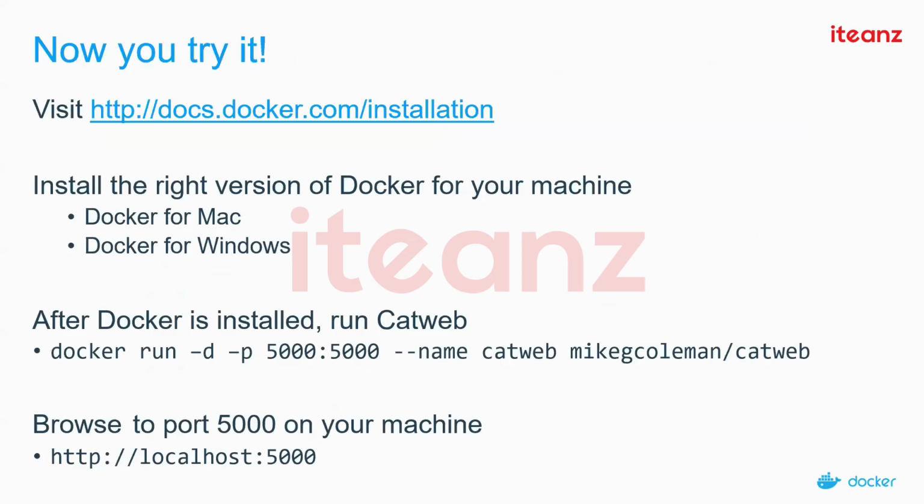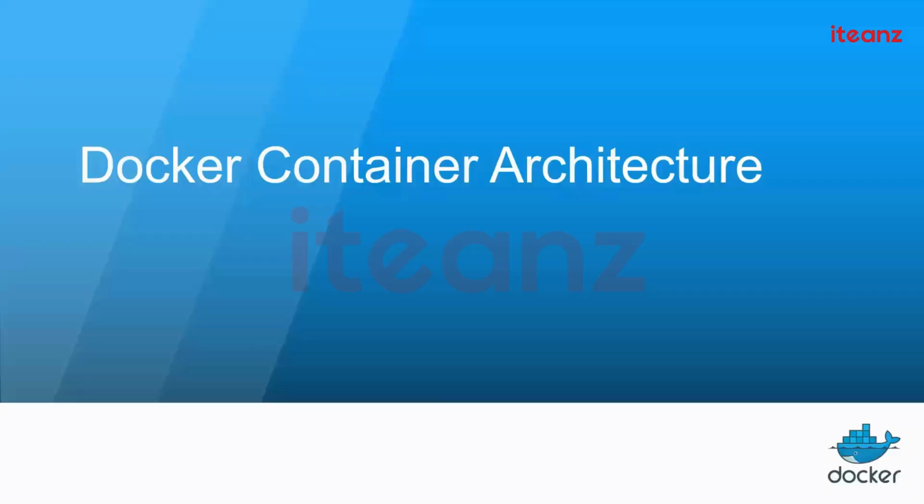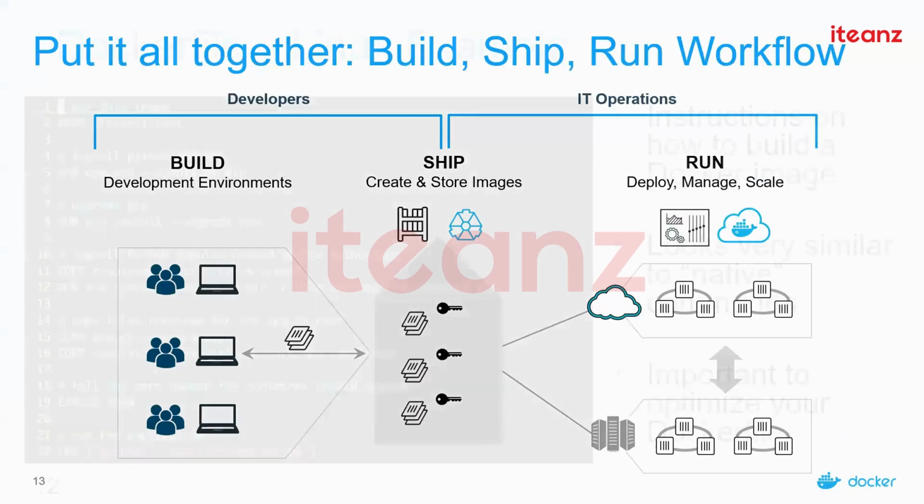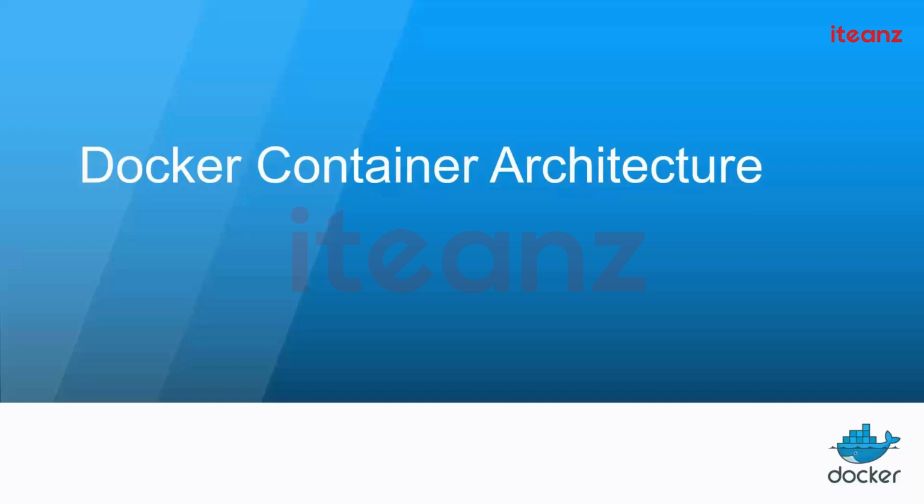So installation for Docker for Mac, Docker for Windows is there. I have a separate slide for that. Image layers are this: kernel, Alpine Linux, Python, upgrade, copy requirements, install requirements. This is similar, this is for reference. This slide, Dockerfile. Okay.